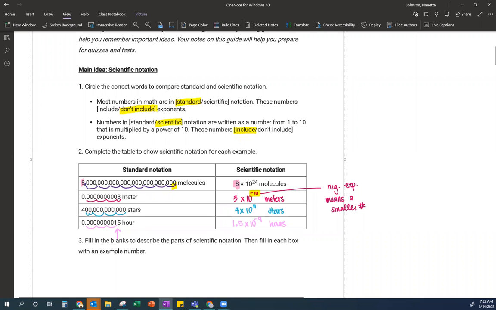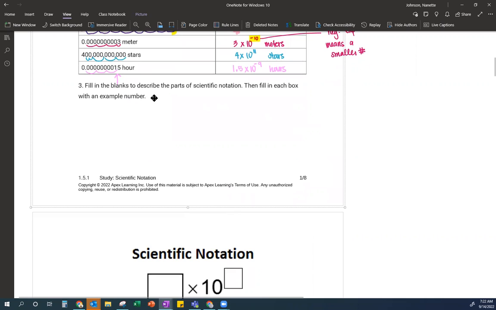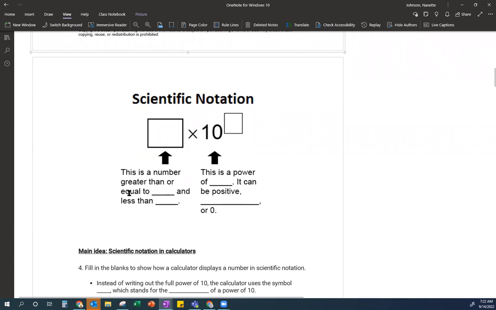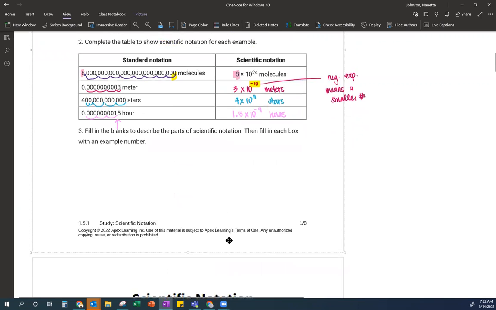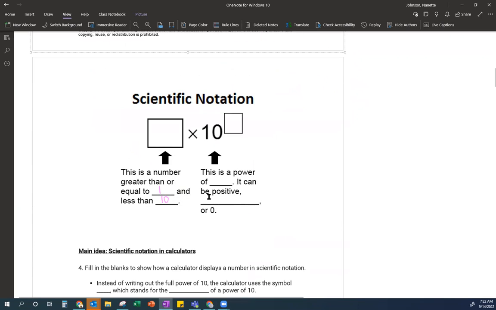Okay. Next little part. So fill in the blanks to describe the parts of scientific notation, then fill in the box with an example number. This is the number that's greater than or equal to 1, because remember, it has to be from 1 to 10 and less than 10. So notice it's got to be less than 10. Can't be 10. We can't have a 10 right here. Okay. And this is a power of 10. And it can be positive, it can be negative, or it can be 0.